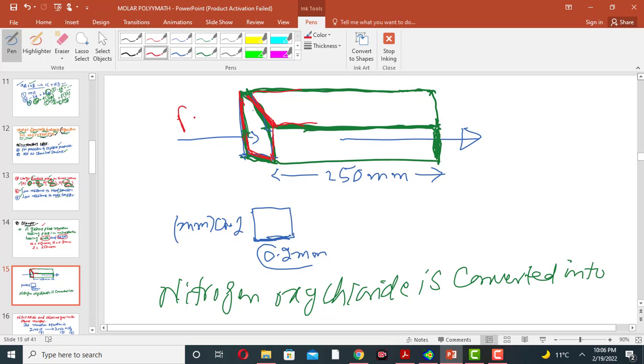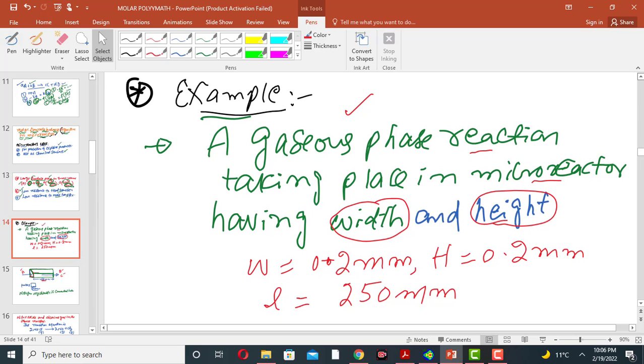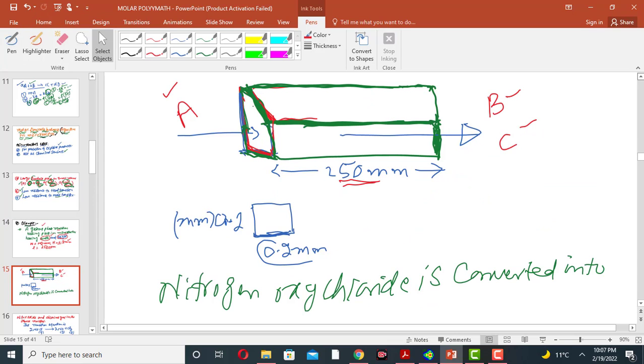The component A, the reactant, is entering, and the products are leaving the microreactor. The products can be B and C, and the reactant can be any reactant. The length of the microreactor is 250 mm. So we have a microreactor. The width of the microreactor is 0.2 millimeter, and the height is also 0.2 millimeter. The length of the microreactor is 250 millimeter. This one is our microreactor.